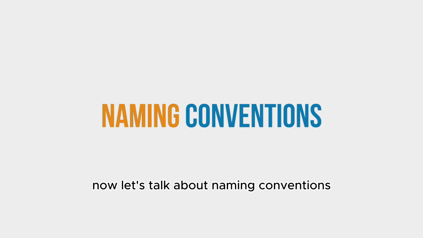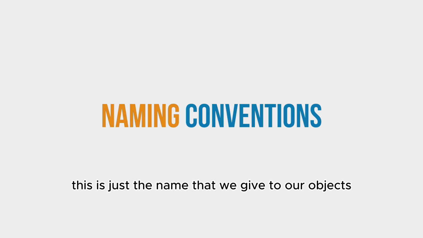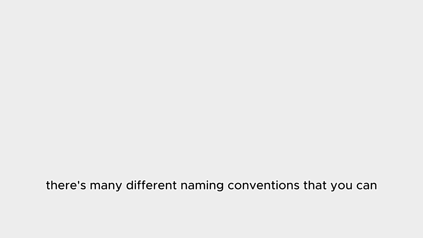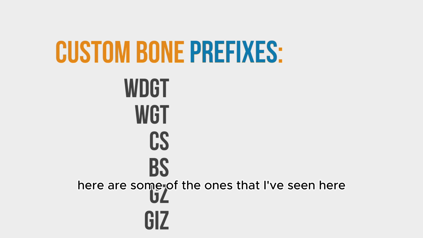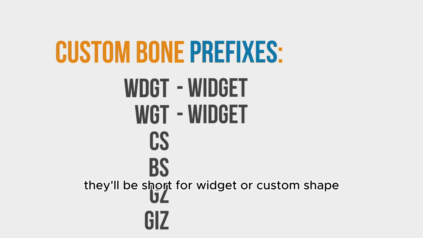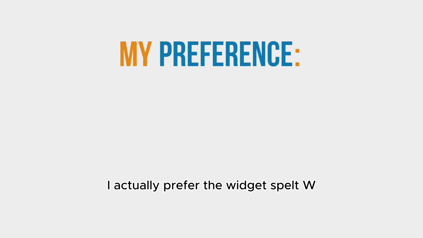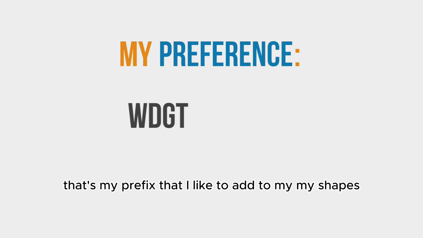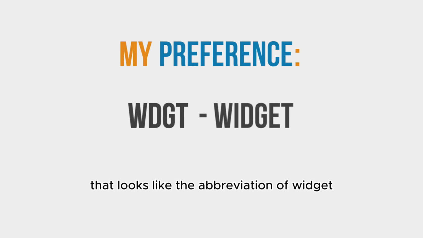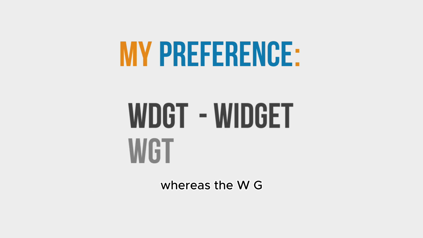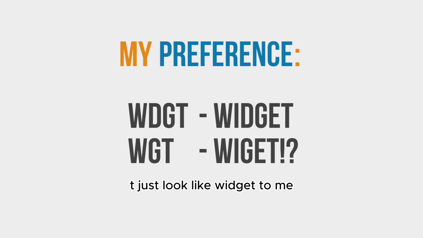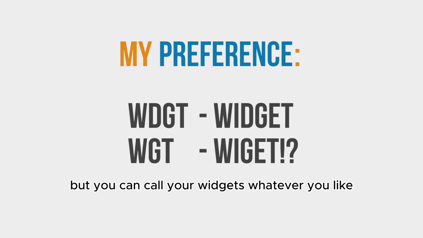Now let's talk about naming conventions. As we've spoken about earlier, this is just the name that we give to our objects so that you can recognize what it is. Now there's many different naming conventions that you can choose. Here are some of the ones that I've seen. They'll be short for widget or custom shape, bone shape, or gizmo. I'm sure there's others. I actually prefer the widget, spelled WDGT. That's my prefix that I like to add to my shapes, because to me, that looks like the abbreviation of widget, whereas the WGT just looks like "wiget" to me, and that really freaks me out. But you can call your widgets whatever you like.